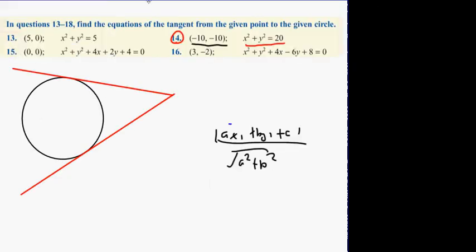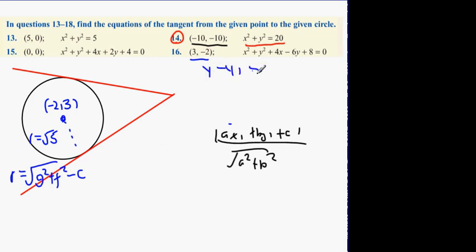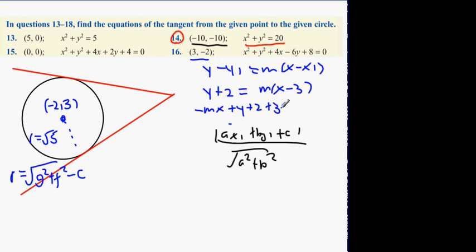For number 16, I've been told that the centre of the circle is minus 2, 3. The radius is root 5, using the formula g squared plus f squared minus c. The point is 3, minus 2, so I have to get the generic formula. So it's going to be y plus 2 equals m into x minus 3. I'm going to have minus mx plus y plus 2 plus 3m equals 0.